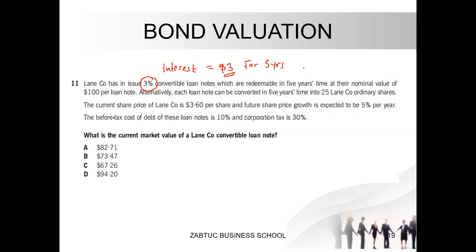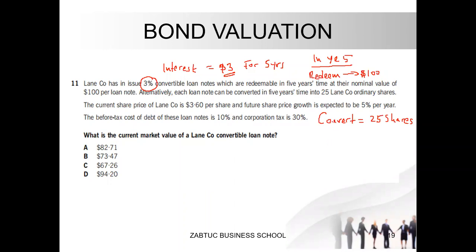Then in year 5, there are 2 possibilities. Either you redeem and you're going to get 100, or another possibility is that you convert and you get how much? 25 shares. So there are 2 possibilities, and we pick the higher one.